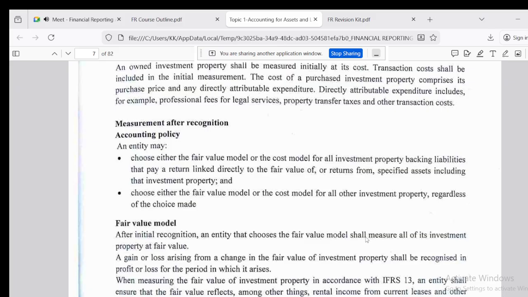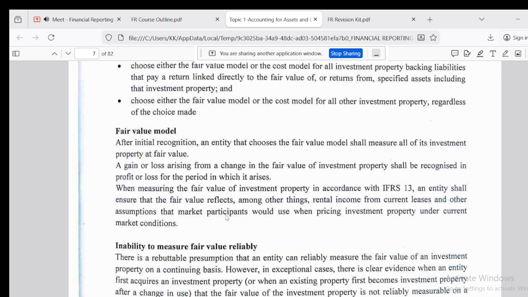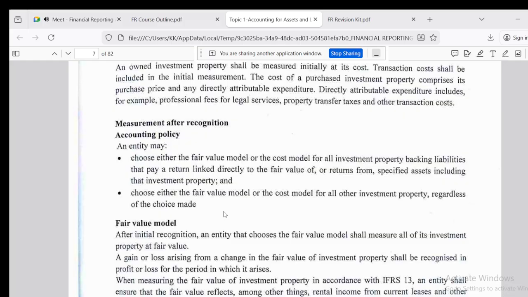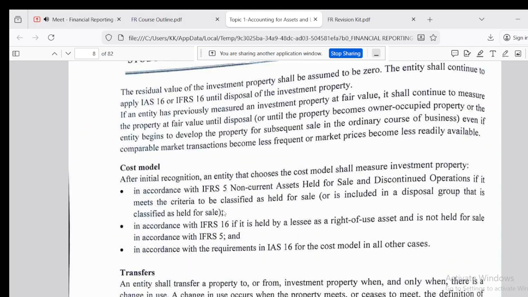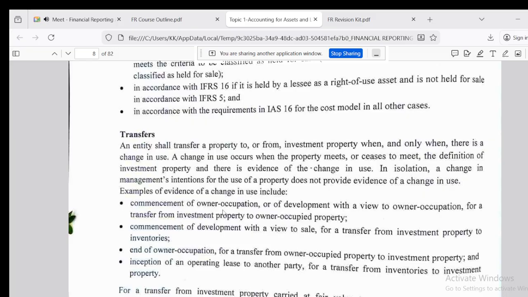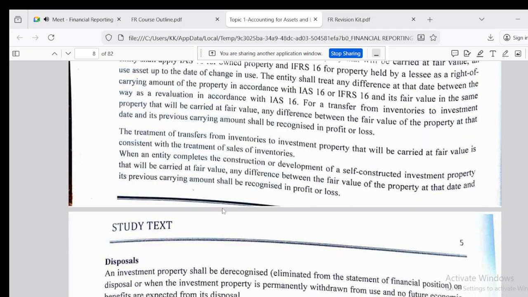I'm there. We have the fair value model, then the cost model, then transfer.